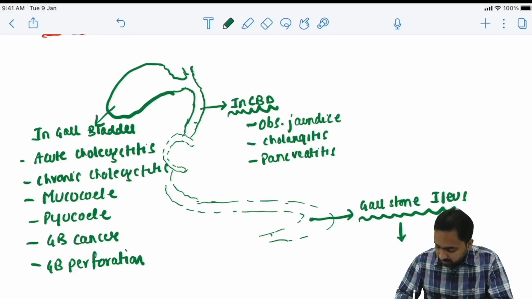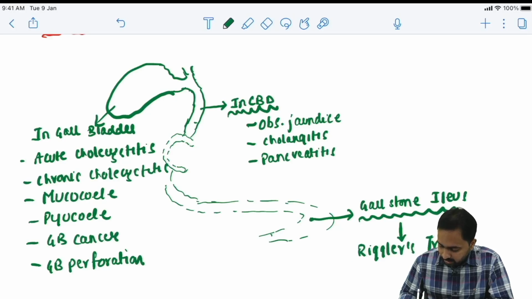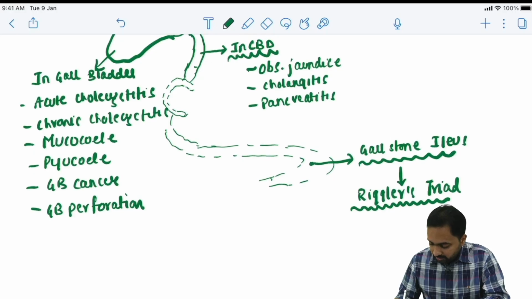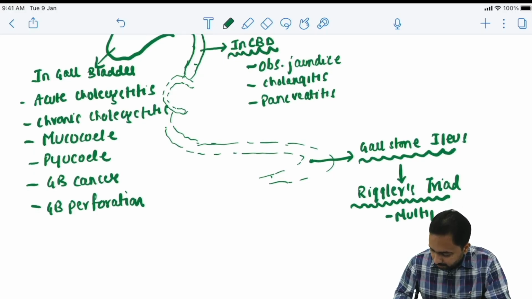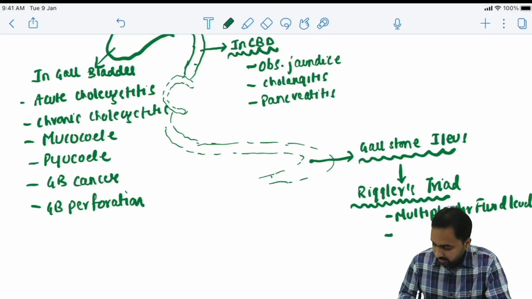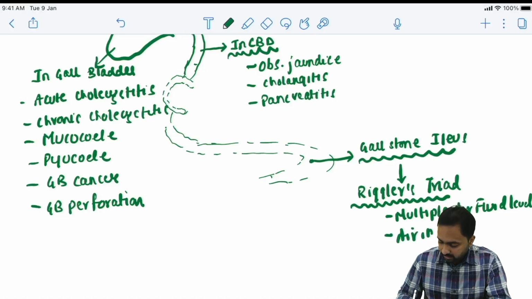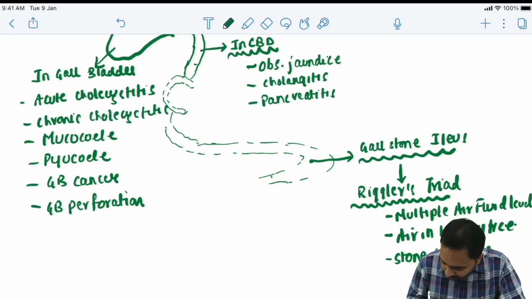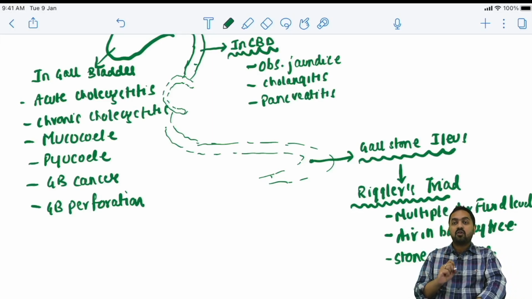So with gallstone ileus, you have a triad which is known as Rigler's triad. This is often asked in your exam. What are the components of Rigler's triad? In Rigler's triad, you find multiple air fluid levels, air in the biliary tree, and stone in the ileum.